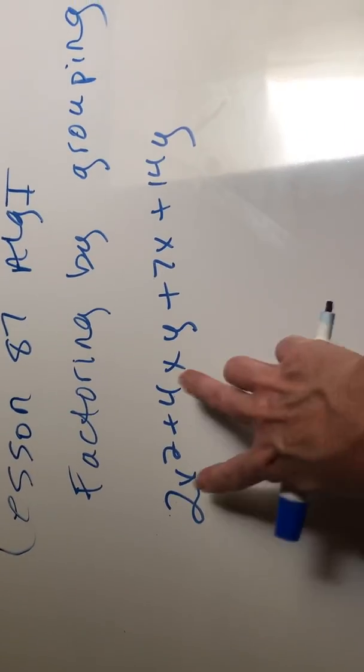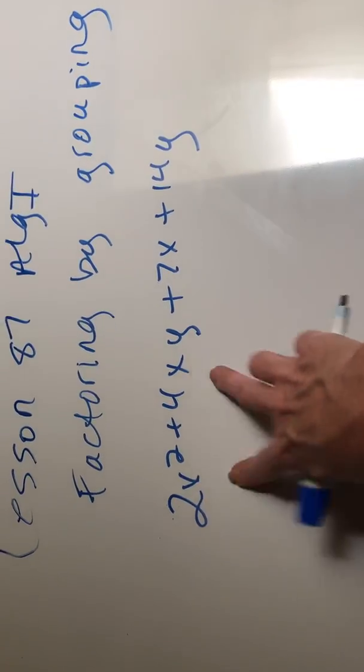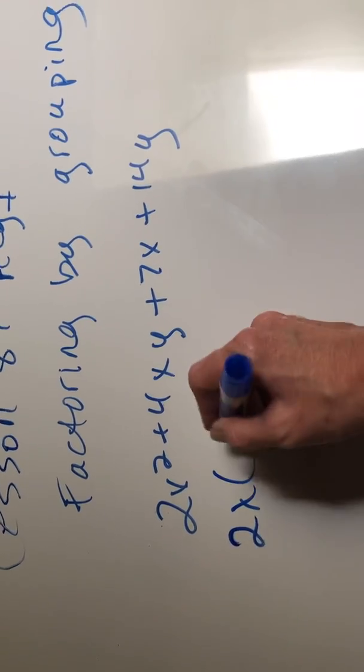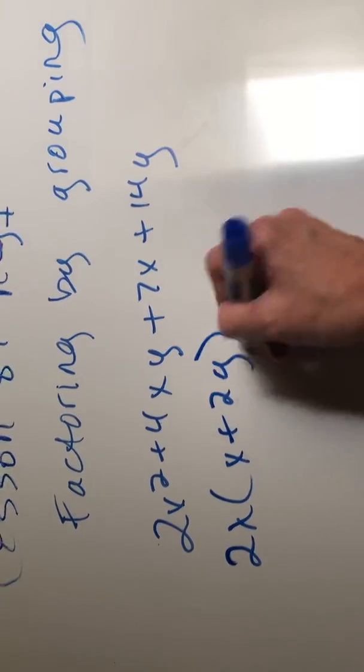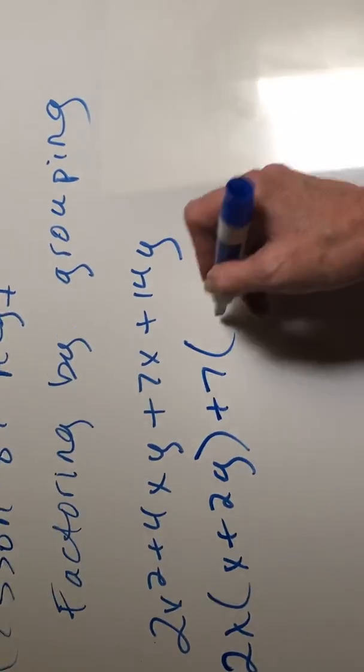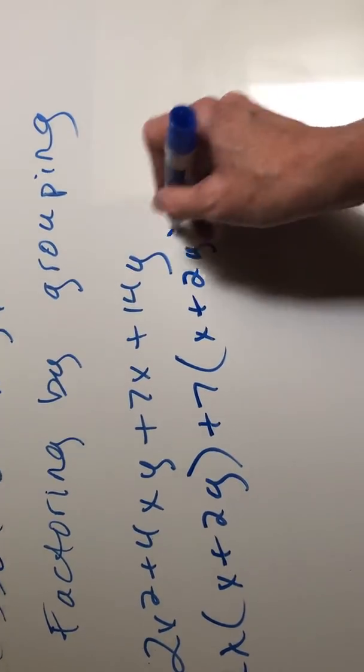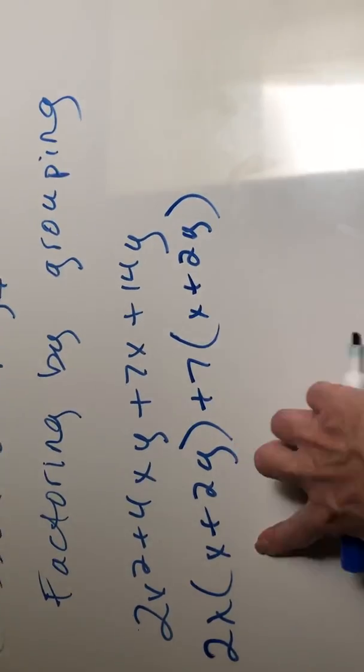So again, right here, 2x squared plus 4xy. I'm going to take a 2x out of both of them. That leaves x plus 2y. The second one, I'm going to take a 7 out of both of them. That leaves x plus 2y. Then notice the parentheses match.